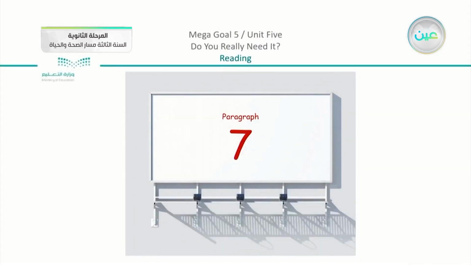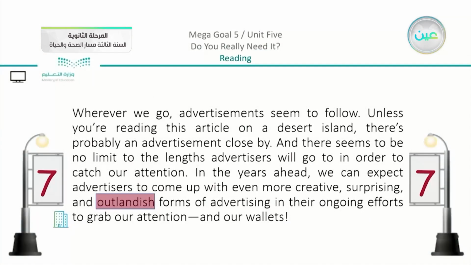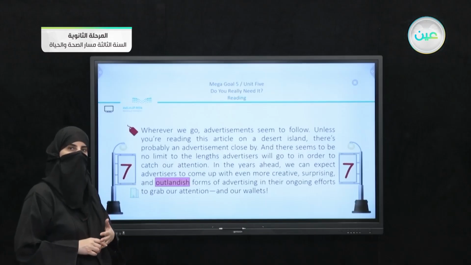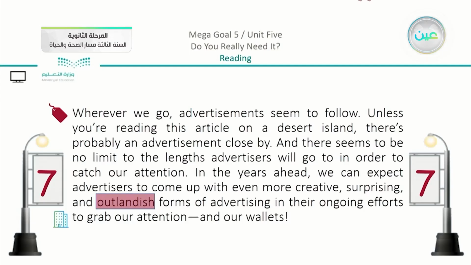Now we have the last paragraph. We have paragraph number 7. In paragraph number 7, we do not have a question, but we are going to look for the basic idea that we have here. You can see that we have the word outlandish, which was also one of the words in the vocabulary building. So start, just look for the main topic that we have in the paragraph.